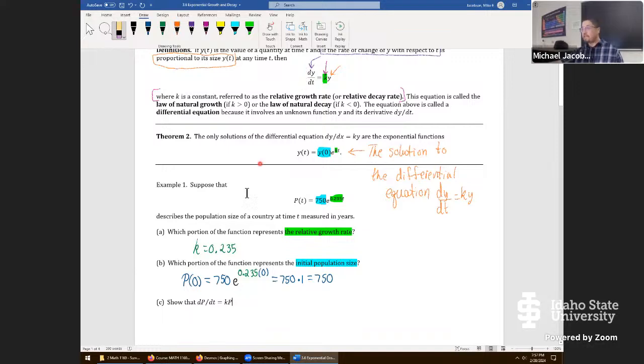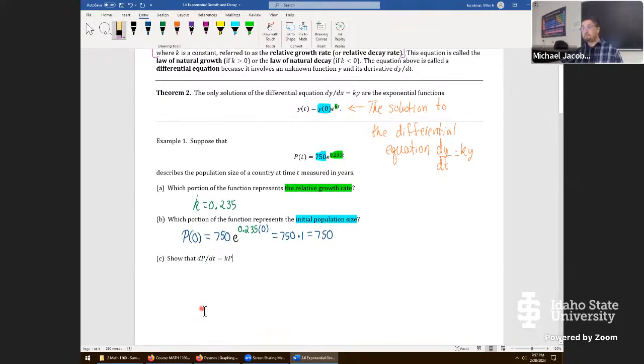This one said dy dt. We'll say dp dt, since we're dealing with the population. It said ky here, but it now has to say k times p on the right-hand side. So we're trying to show that this is a solution to that. How do we check it?